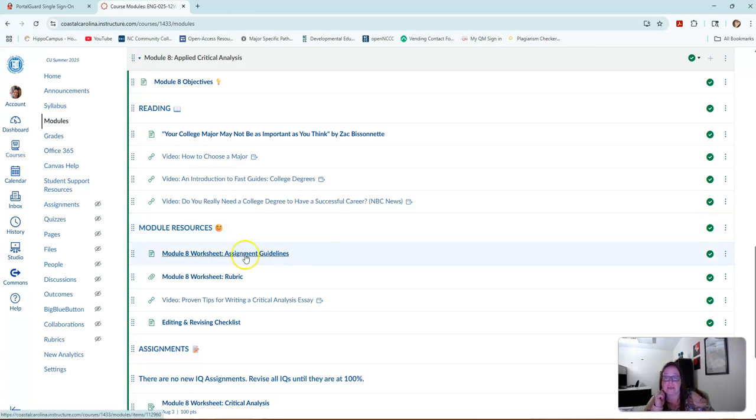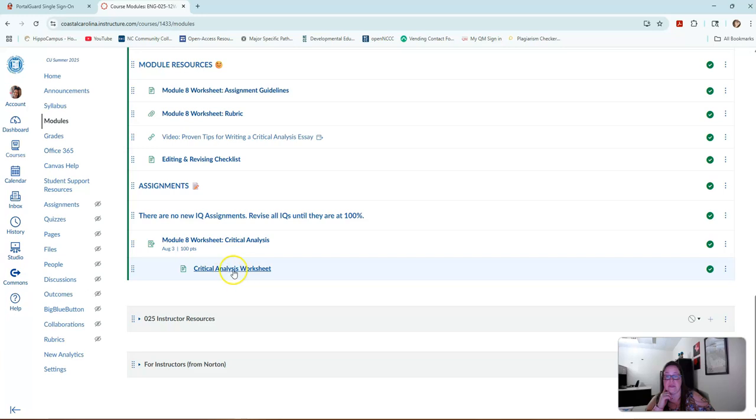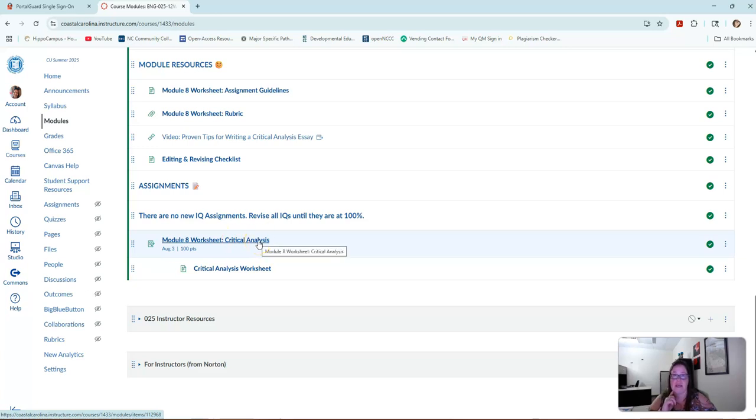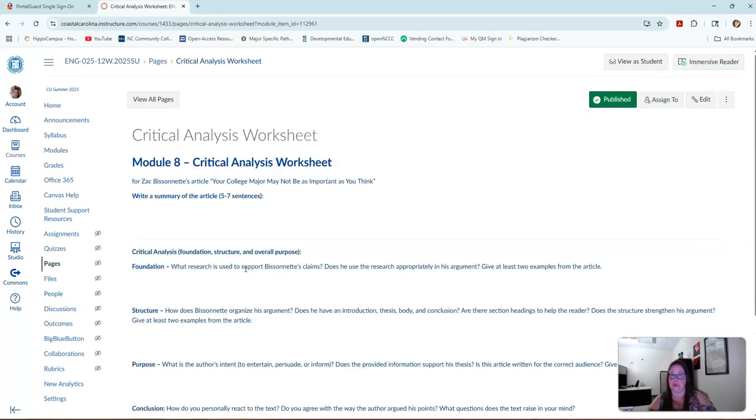But here's your assignment guidelines, and here is your rubric. What this says is that you are going to complete this worksheet. This is the worksheet that you will submit to this critical analysis link by Sunday. So you have the rest of the week to do this, but let's look at the worksheet.